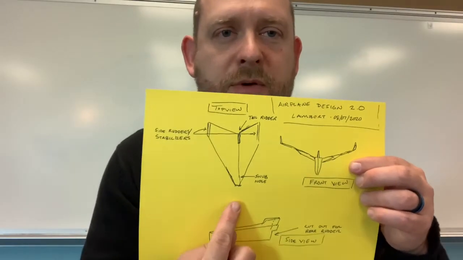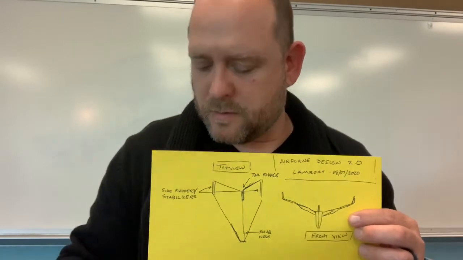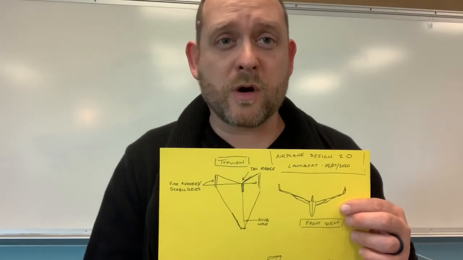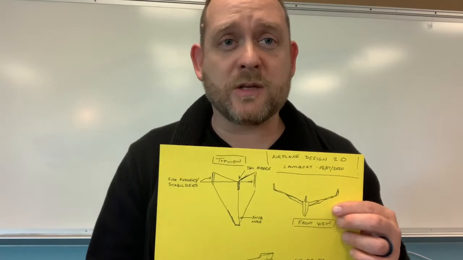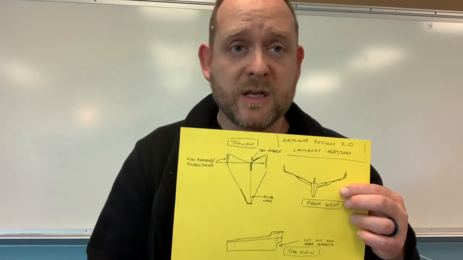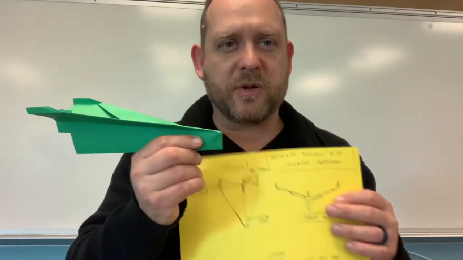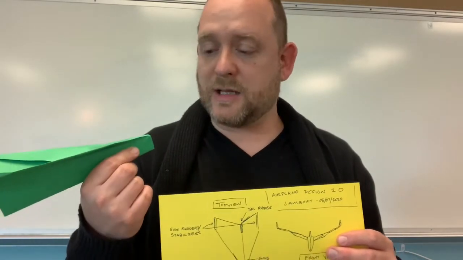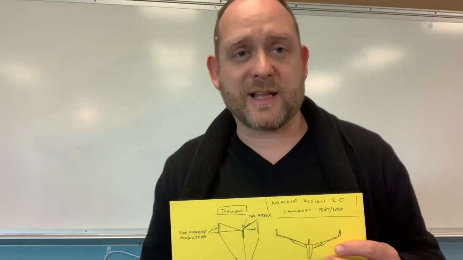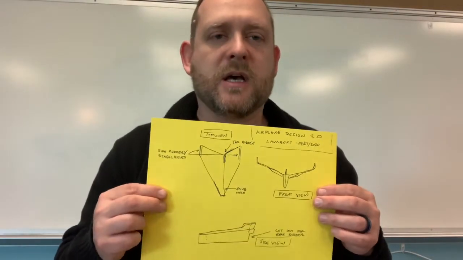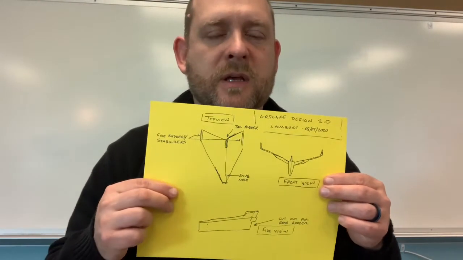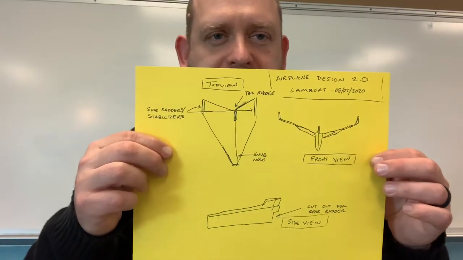Also, you can see I wrote snub nose here. In order to get a little more thrust, I felt like I needed a little more weight towards the front of my plane. So I actually designed a fold at the front of the plane to give it a little more weight. I liked that. It doesn't have to be the same way on yours, but I liked a little more weight towards the front of my plane. So that's why the snub nose thing is here. So as you can see, there's my diagram.